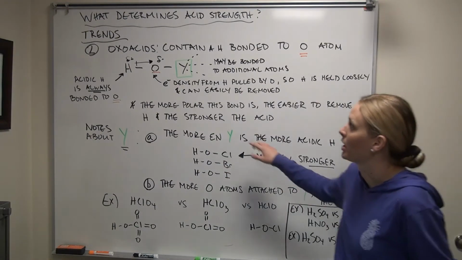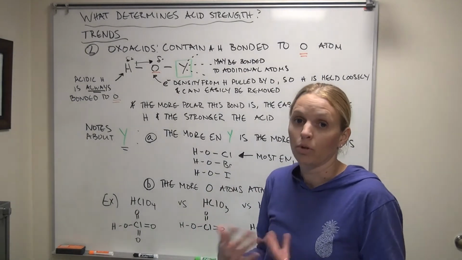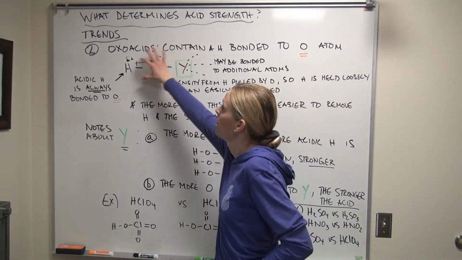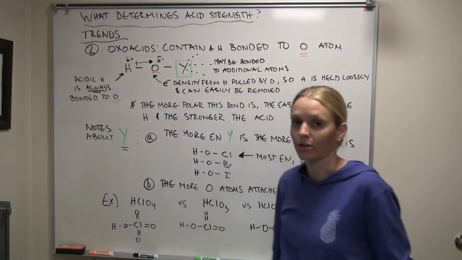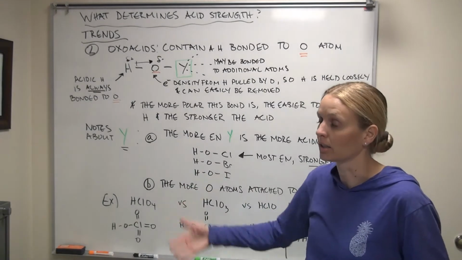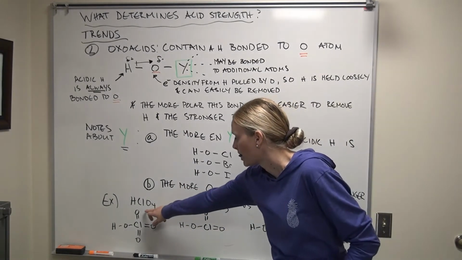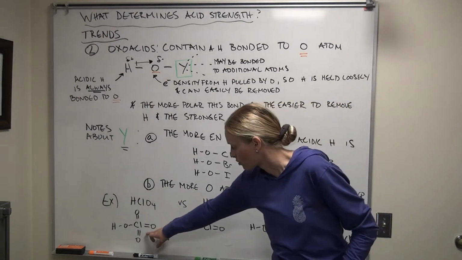And again, this is because those additional oxygen atoms are pretty electronegative, and they withdraw electron density away from the Y and also pull more of the electron density from that hydrogen, making it more acidic and easily able to be dissociated.